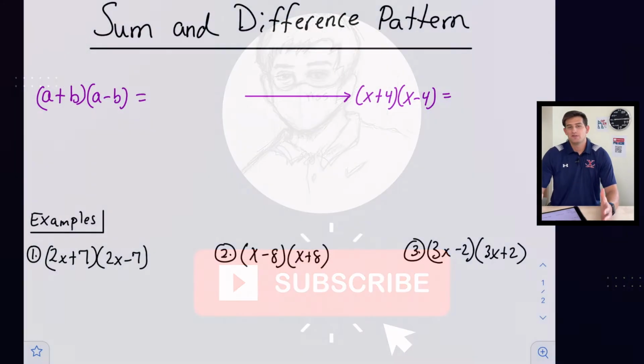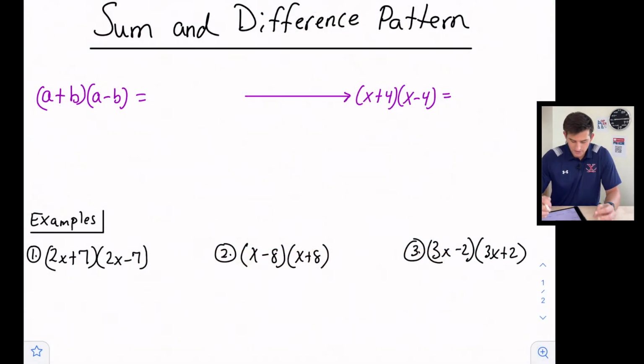Let's talk about the sum and difference pattern. So at the very top of the screen, we see sum and difference pattern, and we have this example up here, kind of using some algebra, a plus b times a minus b. So hopefully we can see why this is called the sum and difference pattern, right?